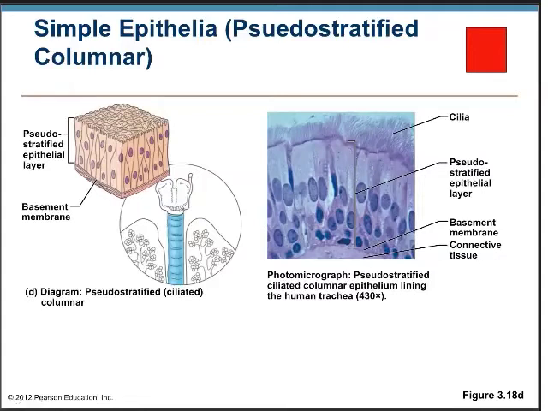It looks like a double layer of cells, but all the cells rest on the same basement membrane. We find it again in the reproductive tract. We also find it in the upper respiratory, and where it functions there again in absorption and secretion. Okay, primarily in the upper respiratory, it's involved in secretion.